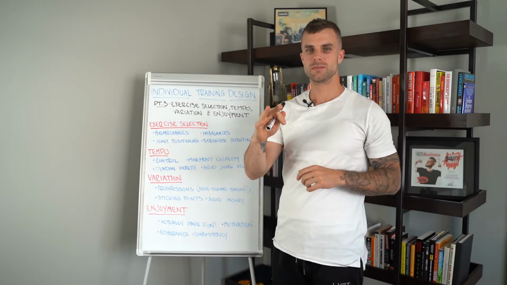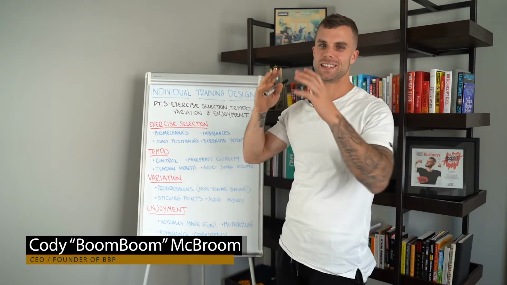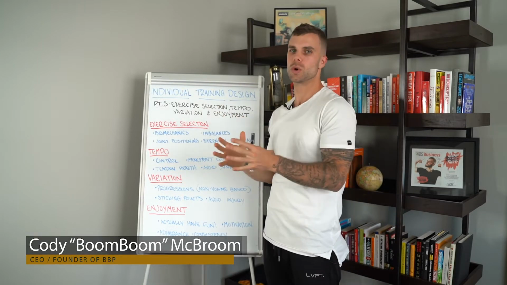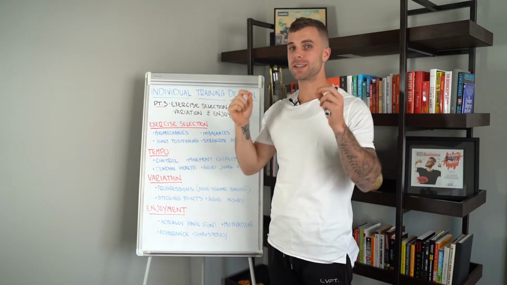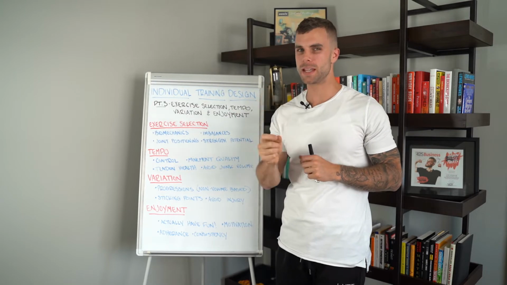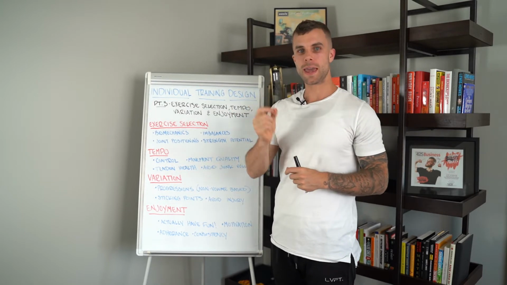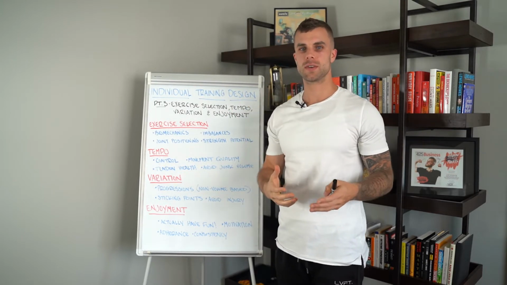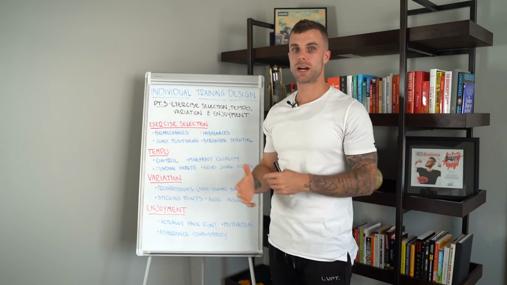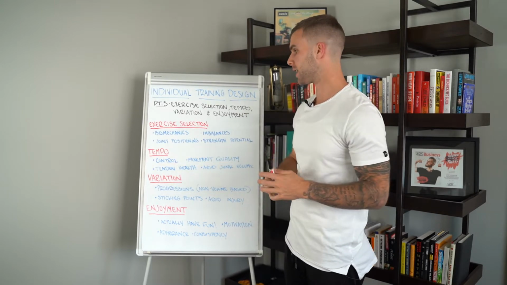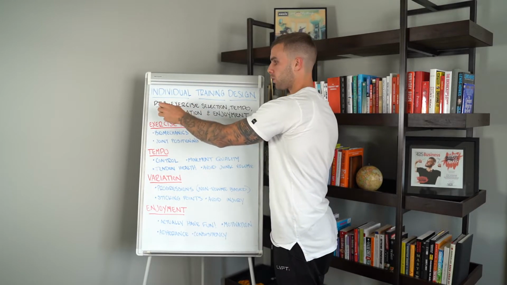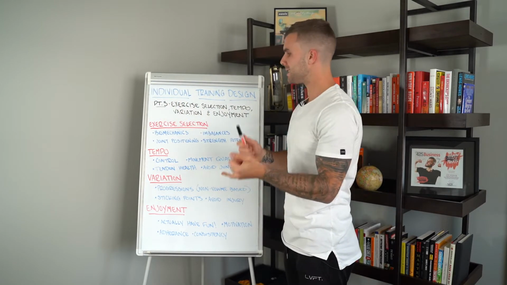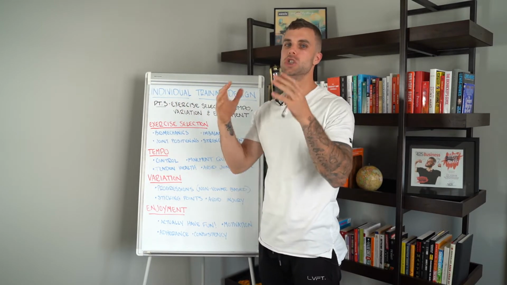Part 3 of the individual training design series. This is where I'm taking you through how to program design for better aesthetic changes. Remember that this is mainly focused on hypertrophy and/or how to train during a fat loss phase. So, how to train to change your body physique, the visual appearance, the aesthetic appearance. Today we have part 3: exercise selection, tempo, variation, and enjoyment.